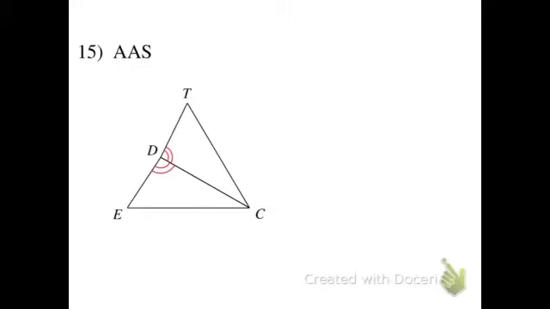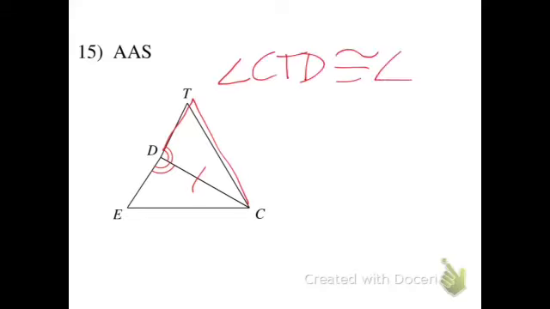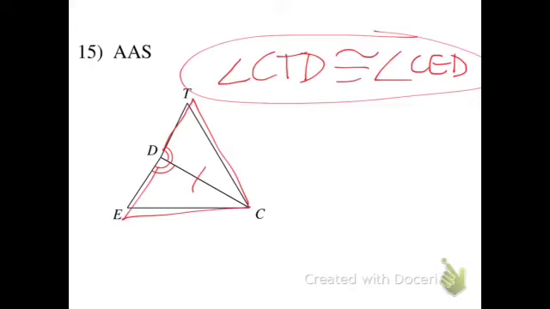Moving on to 15, we're looking for angle, angle, side. We are already given those two angles are congruent, and these two triangles share this side here, and so that side is congruent for both. Well, what angle do we need to know? We don't want these ones over here, because that would give us angle, side, angle. We want to get these outside angles to be congruent, and so that would give you angle, angle, side. And so we need angle CTD. I want that to be congruent with angle CED. And that'll be what we're looking for.